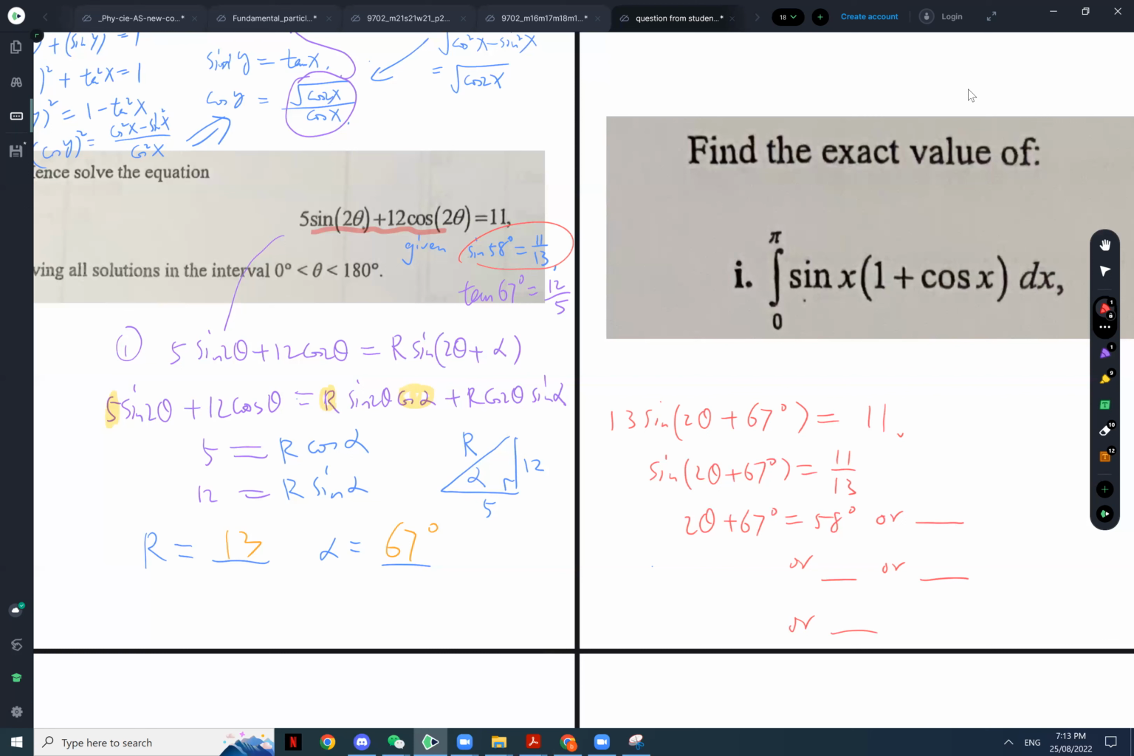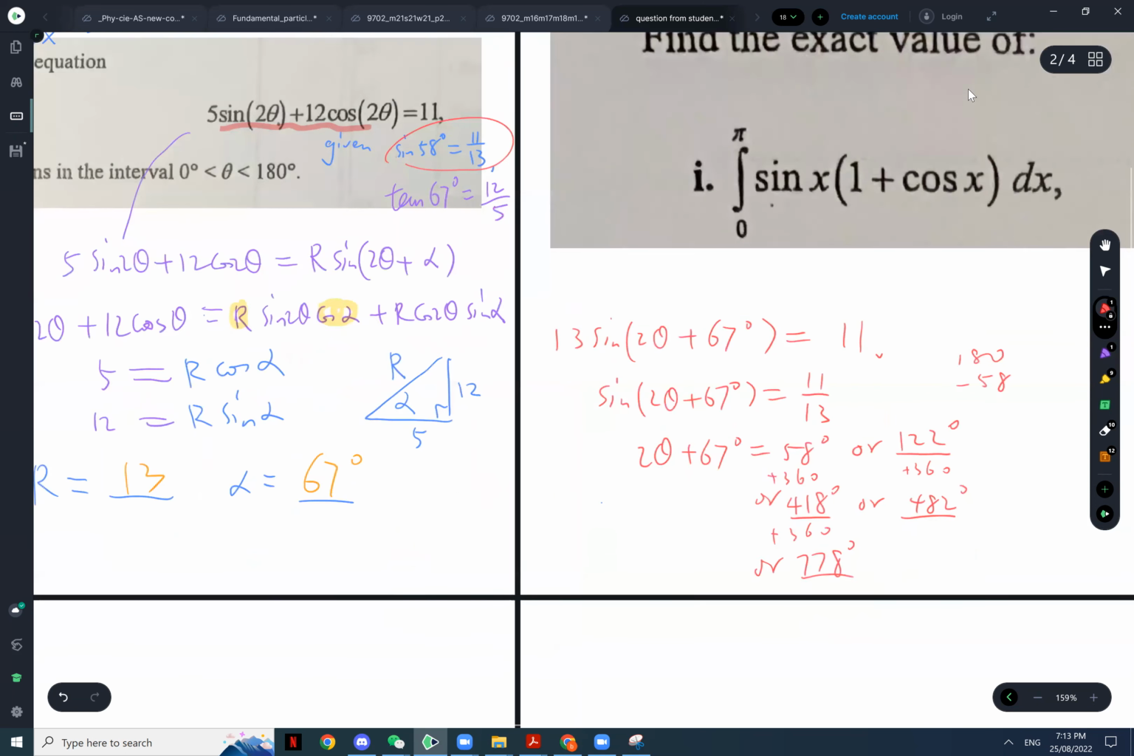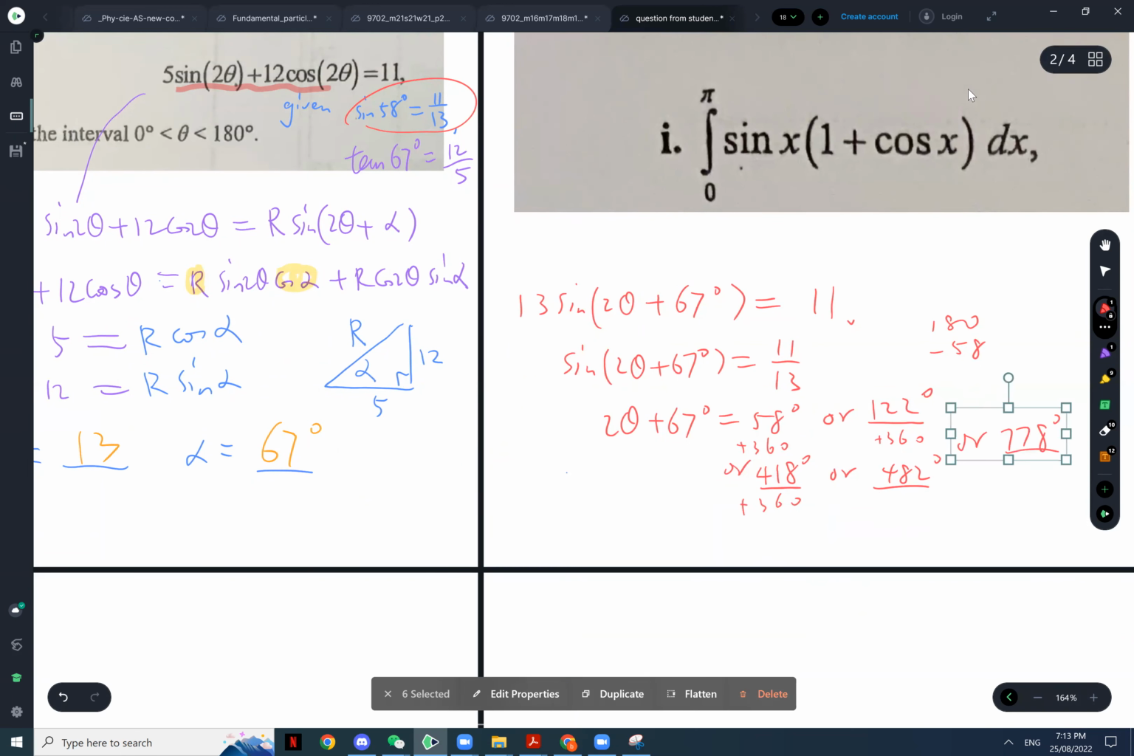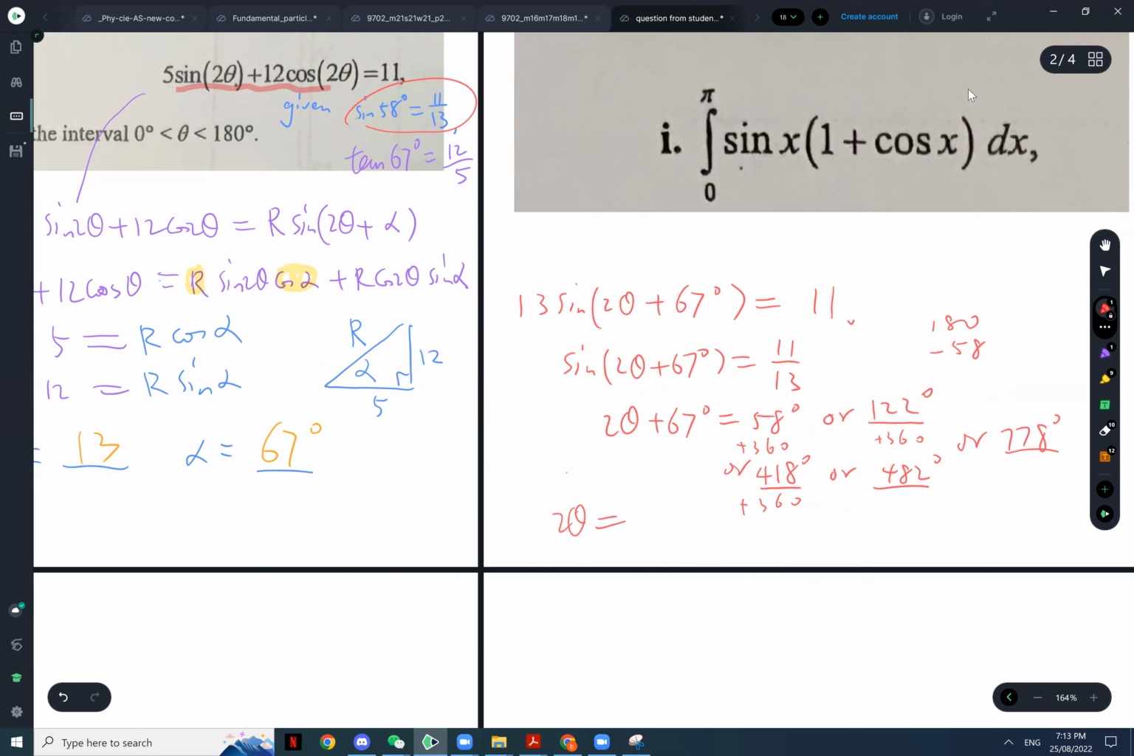For psi, how do we find other values? 180 minus. How to find more? We plus 360. Now, try to solve for theta. Two theta equals... Yeah, we need a positive value, so this one we reject.